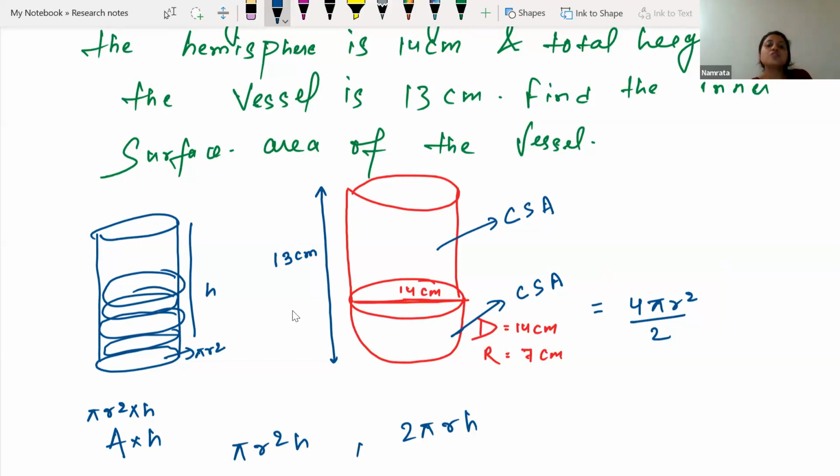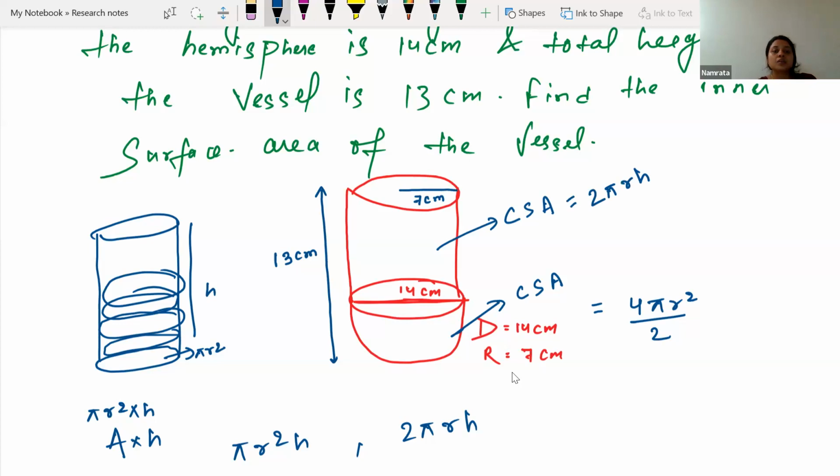Okay. So for finding the total surface area, we have to just find the surface area of the hemisphere and the surface area of the cylinder, and when we add both together, we will get the total surface area of this container. Now the surface area of the sphere formula is 4 pi r square. When we divide it by 2, we will get the surface area of the hemisphere. What about the surface area of the cylinder? I have just explained it. The curved surface area formula is 2 pi rh. R we already know will be the same as the hemisphere one, that is 7 centimeter.